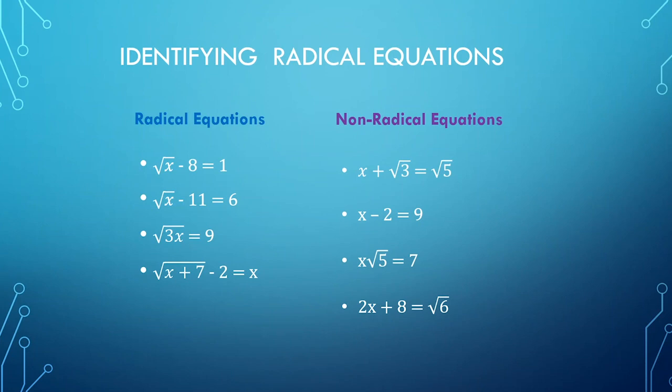Here's another couple examples to see. Identifying radical equations. On the left side, you have radical equations. There is a variable underneath each radical symbol. Square root of x minus 8 equals 1 is the first example. On the right side, non-radical equations. Even though there's a radical, there is not a variable under the radical. So there's a big difference there. Make sure you notice the difference between the left column and the column on the right.